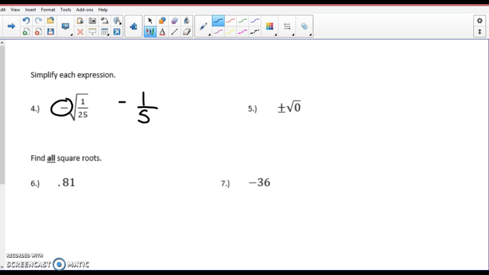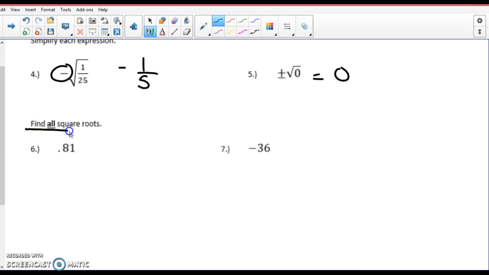Plus and minus square root of 0. Now, what do you think the answer is, Casey? Correct. The square root of 0 is 0. Is there such a thing as positive 0? No. Is there such a thing as negative 0? No. 0 is neutral. It is smack dab in the middle of the positives and negatives. It's just 0. All right.